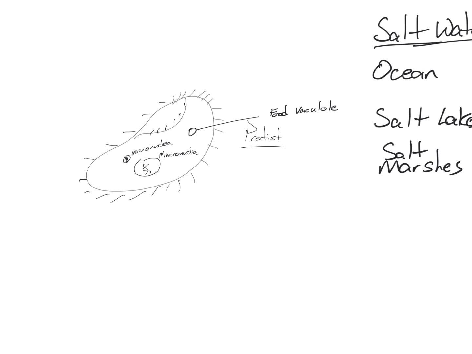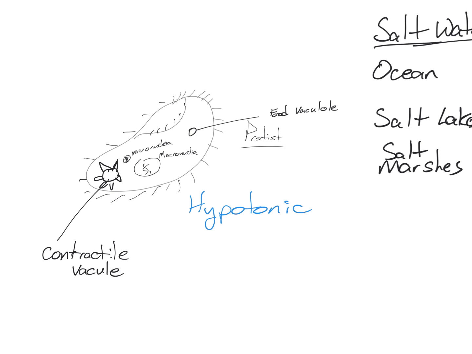So these Paramecium live in fresh water. They have this really strange little organelle called a contractile vacuole. It tells you in the problem that this is hypotonic. Water is always going to move from hypo to what? Hyper. If outside is hypo, inside is hyper. So water is going to keep flowing in.